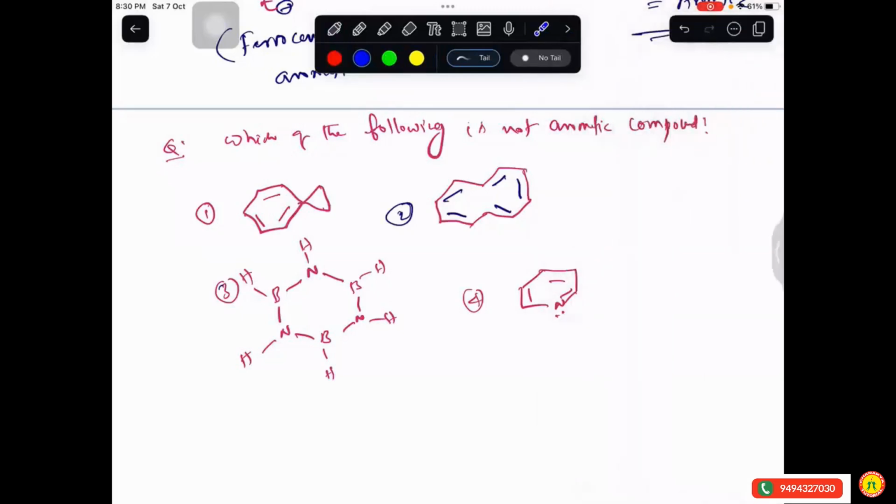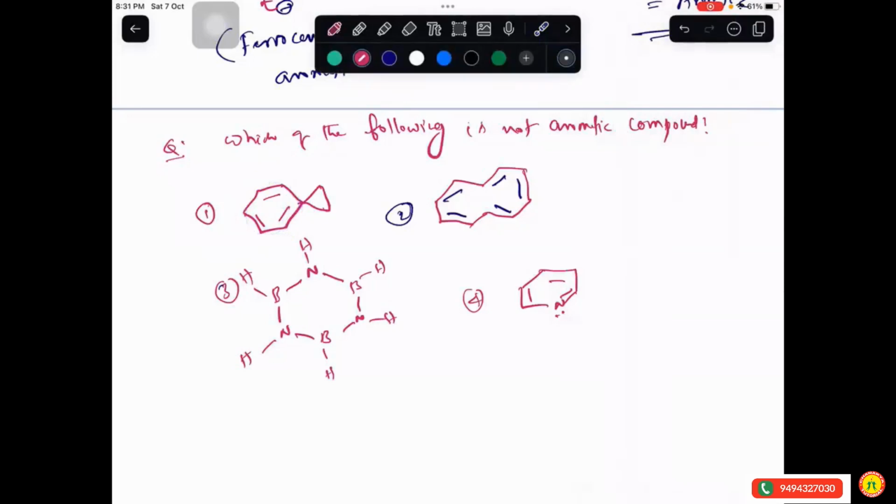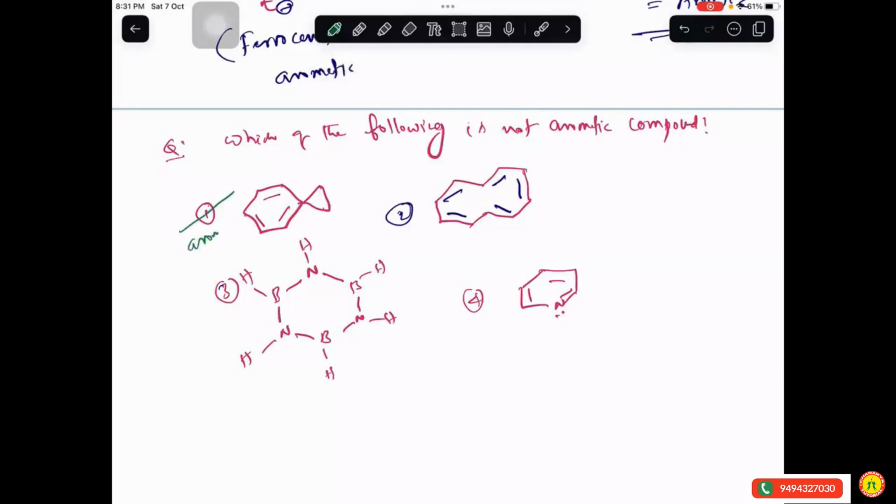Sirama, okay, time is also going. One I am discussing with you. Sirama, this is a benzene ring, right? Obviously you can say it is aromatic. This is aromatic. This is aromatic. Sirama, this hydrogen, already explained, these two hydrogens, because of repulsion, what will happen? This is not planar. Therefore it is not aromatic.